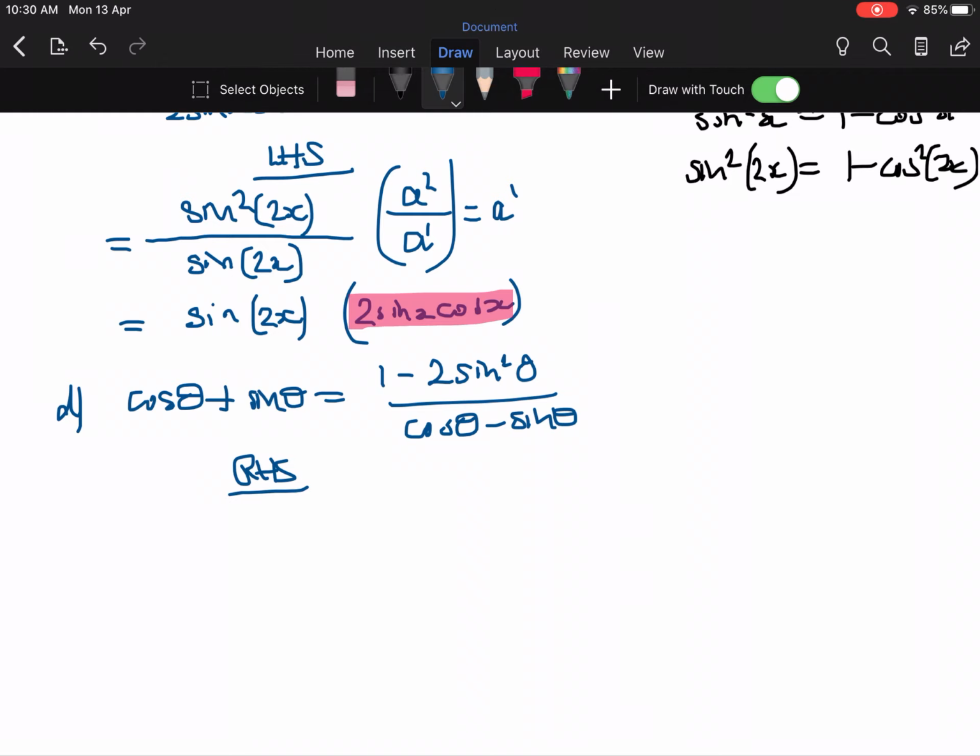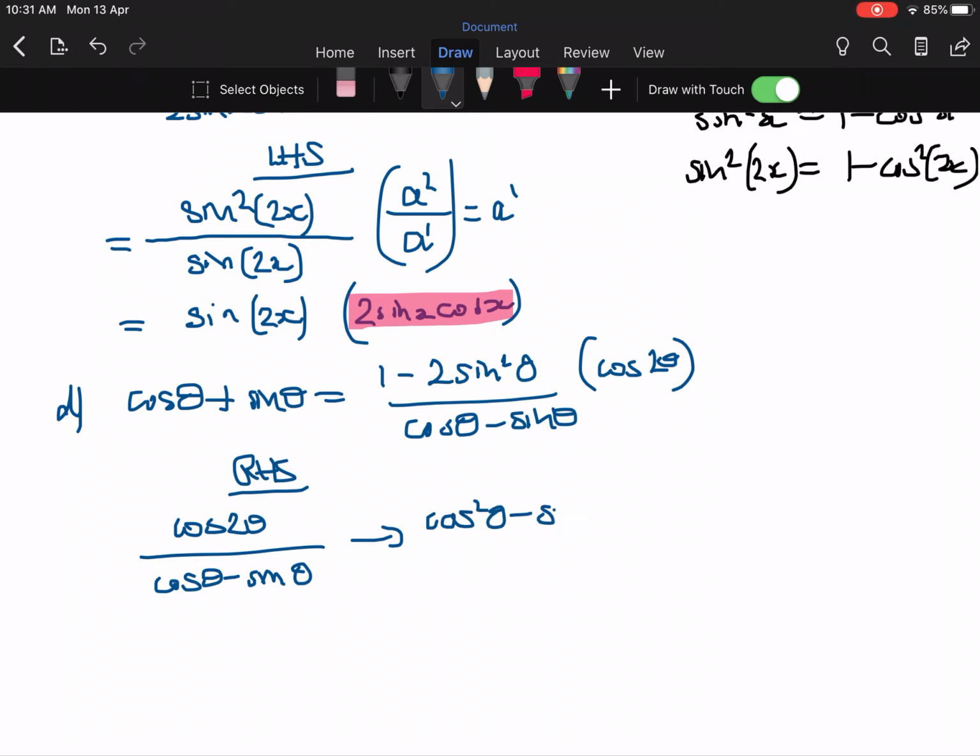So if we remember our rules, 1 minus 2 sine squared theta, well, that's a double angle rule, which we know is equal to cos 2 theta. So I can change that to cos 2 theta over cos theta minus sine theta. And then we also know the other double angle rule for cos 2 theta. We can say that it's cos squared theta minus sine squared theta over cos theta minus sine theta. So I'm jumping from one double angle rule, 1 minus 2 sine squared theta is cos 2 theta, and then cos 2 theta can also be written as cos squared theta minus sine squared theta.